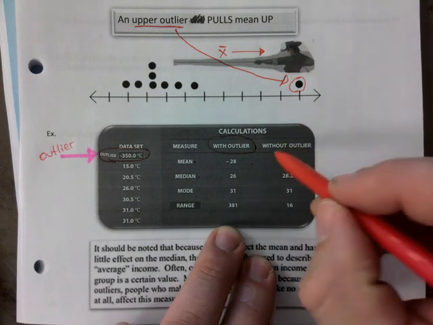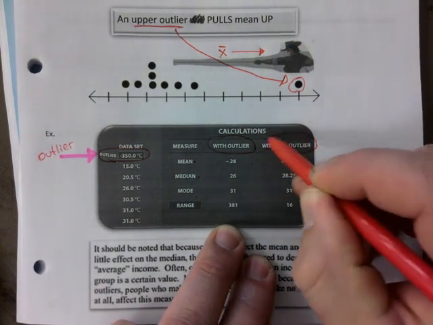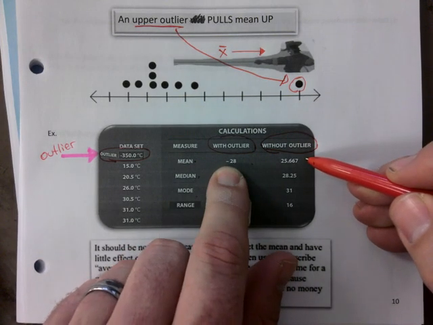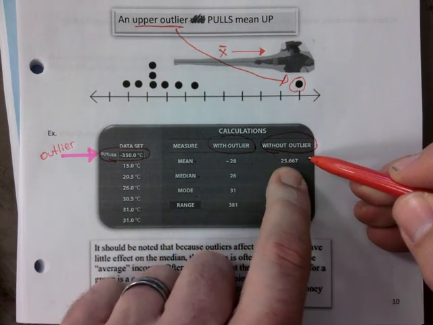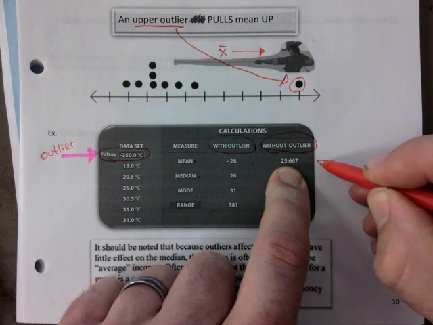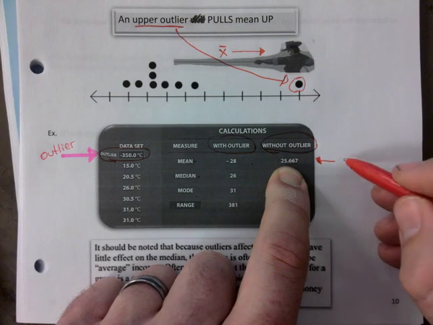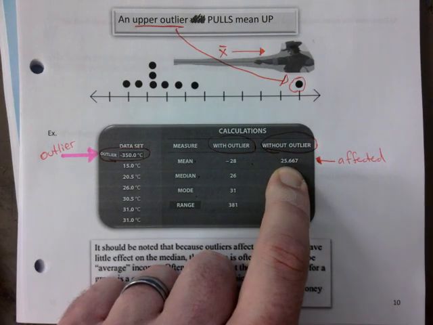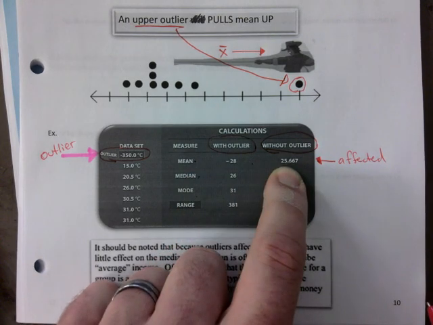What if you omit the outlier, without the outlier? Do you notice a change in the mean from negative 28 to positive 25? So let's make an arrow here and just say has been affected, right? The mean has been affected.